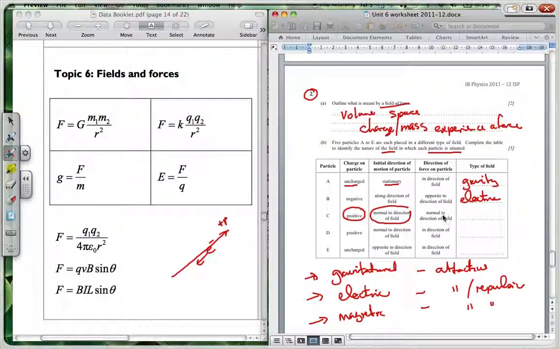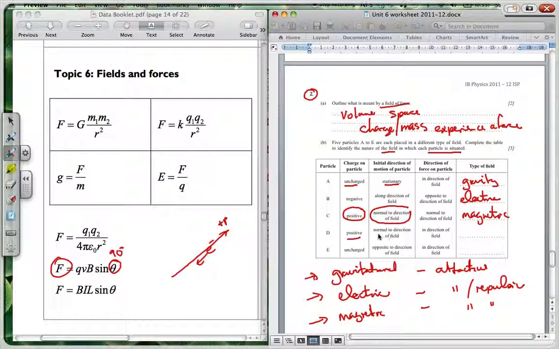Now we get positive, normal to the direction of the field. This must be magnetic, because remember this formula over here, with sine of theta: if the angle between the field and the direction is 0, then the force is 0. But when this is 90 degrees, sine of theta is equal to 1, and therefore you get a force acting. So this must be a magnetic field.